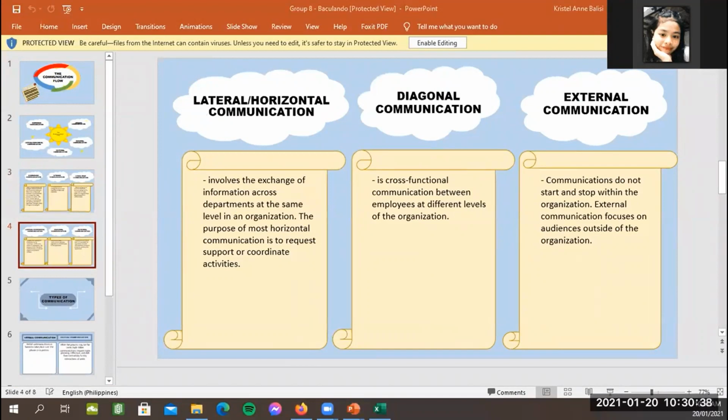Let's turn to another form of communication. Horizontal communication involves the exchange of information across departments at the same level in an organization. The purpose of most horizontal communication is to request support or coordinate activities.